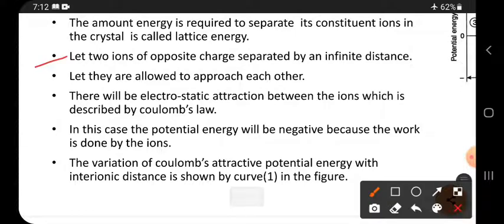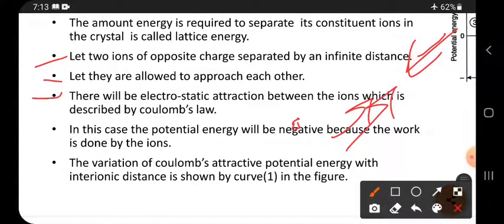Let two ions of opposite charge be separated by an infinite distance. Suppose there are two ions, one ion is here and the other ion is at infinity distance. Let them be allowed to approach each other. That means they are coming towards each other, one in this direction, the other from infinite distance. There will be an electrostatic attraction between the ions, which is described by Coulomb's law.